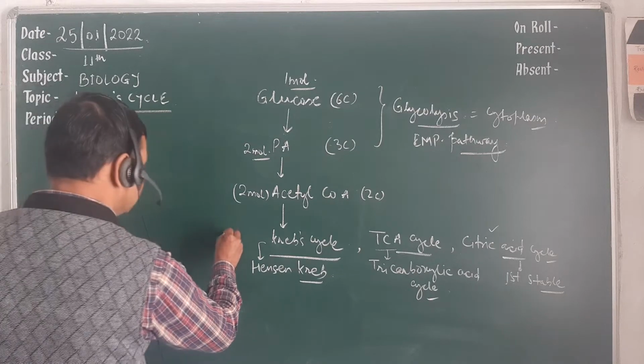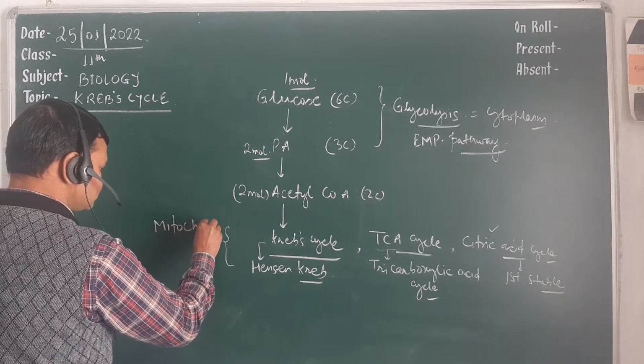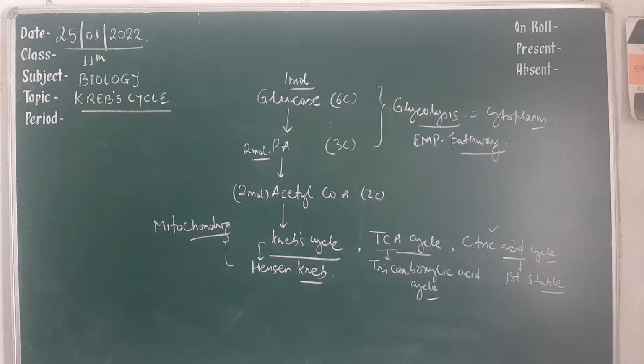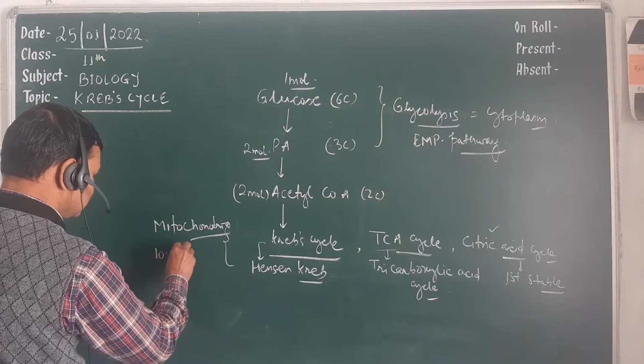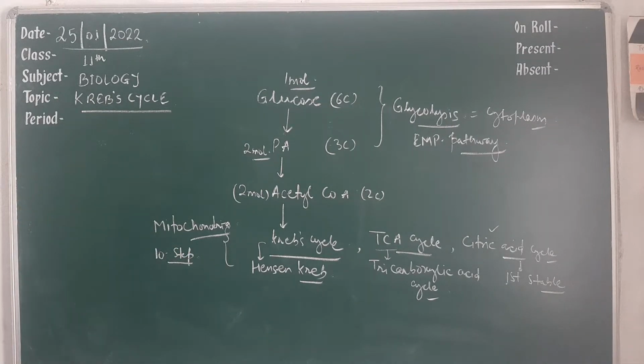The Krebs cycle is a process which takes place in the mitochondria. In the mitochondrial matrix, this process takes place. Right. Now, the process of Krebs cycle is a 10-step process. And as this process is a little bit complicated to memorize, we will follow a short trick, a mnemonic manner, so that we are able to remember this cycle in the easiest possible way.